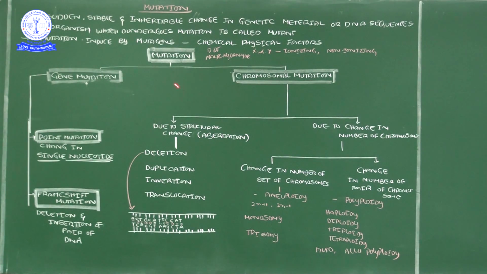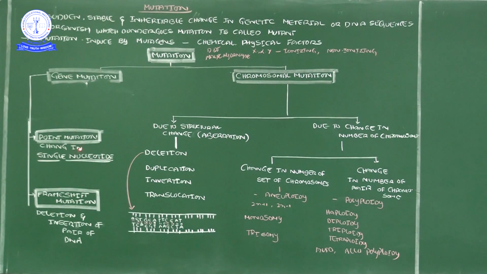So mutations are of two types, gene mutation and chromosomal mutation. Side by side we will learn the concept of gene mutation. Gene mutation again divides into two types: one is point mutation and the other is frame shift mutation.